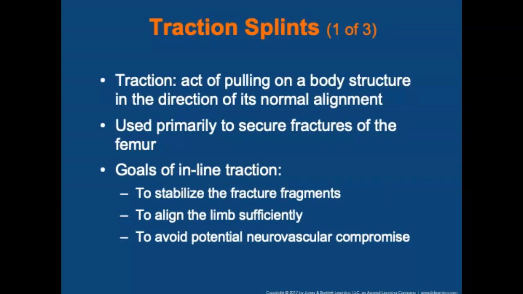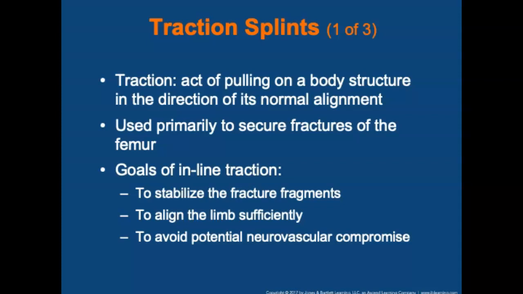Okay, the next type of splint we're going to talk about is called a traction splint. Traction splinting is the application of inline traction. It's the act of pulling on a body structure in the direction of its normal alignment. It is the most effective way to realign a fracture of the shaft of a long bone so that the limb can be splinted more effectively.